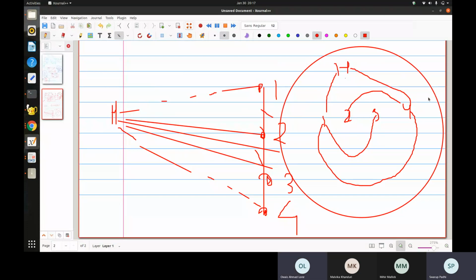P4 does not need to be self-complementary. No, no, not P4. Actually, P4 has been taken wisely because we want that n remains either 4k or 4k plus 1. So that is why P4 has been taken and a construction has been made so that we can find out any self-complementary graph for a given n. Okay, okay, fine.